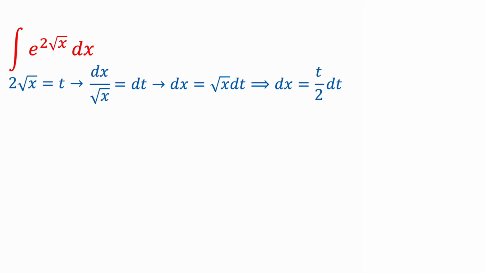Okay, if 2 times the square root of x is t, then naturally the square root of x will be t over 2. Exactly, well done. Therefore, dx will be t over 2 times dt. Alright, now if we rewrite the integral, what exactly will we have?